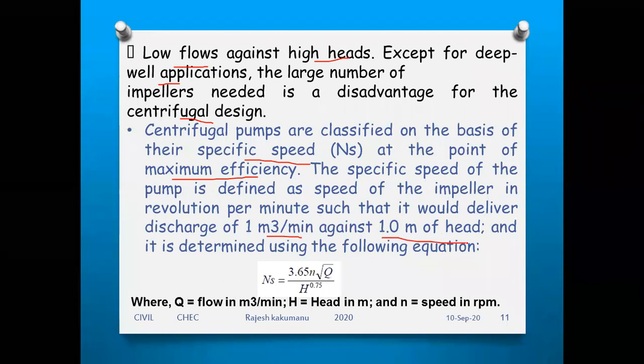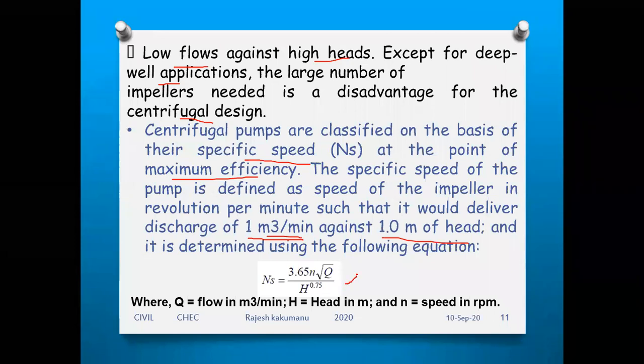So ఏం చెప్తున్నారు ఇక్కడ? సో మనకి మోటార్ ద కేజింగ్ ఉంది, కేజింగ్ లోపల ఇంపెల్లర్ ఉంది. Whenever the impeller rotates per minute, the specific speed of the pump is defined as the speed of the impeller in revolutions per minute such that it would deliver the discharge of 1 meter cube per minute against 1 meter of head. And it is determined using a formula. We are going to do some problems.